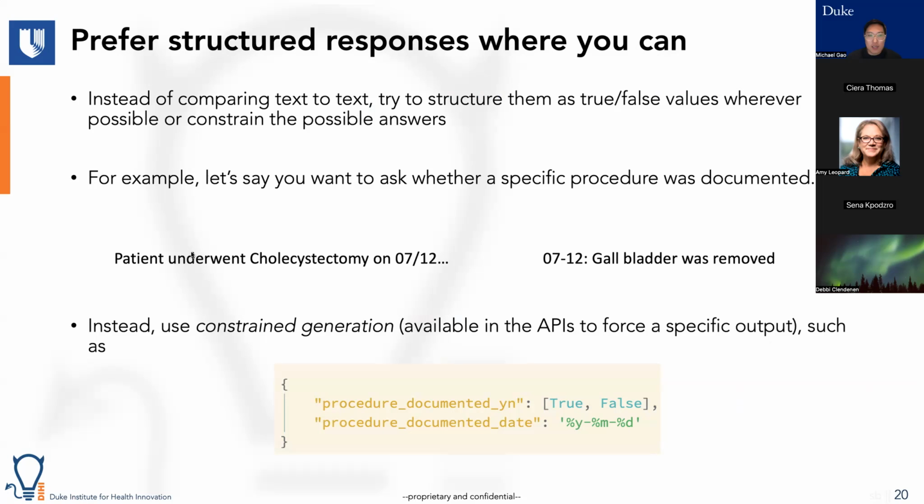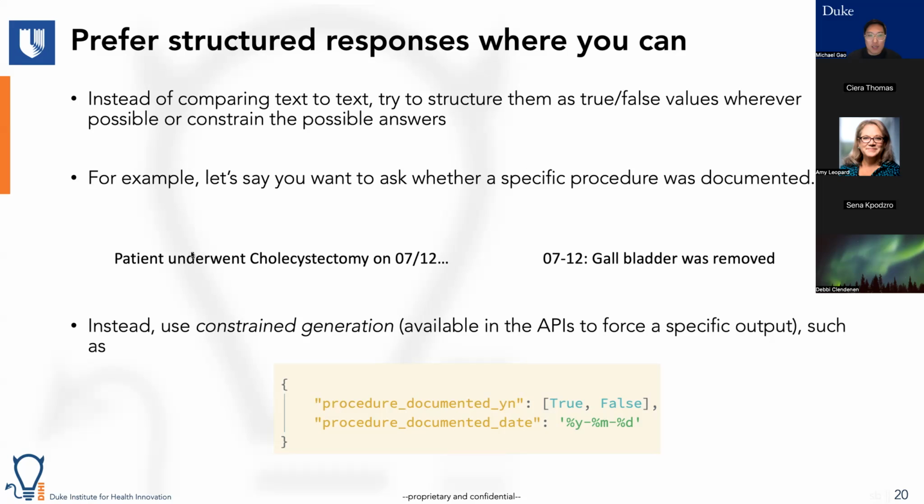So for instance, let's say we have this question here, which is whether a specific procedure was documented. You might see it come in various forms. In fact, your gold standard might have it as a specific medical term, but then there might be a synonym in the other one. And it becomes kind of difficult. Some people even use a third or another large language model to do this textual comparison. But as we mentioned before, the more non-determinism you add, the less reliable the system will be.